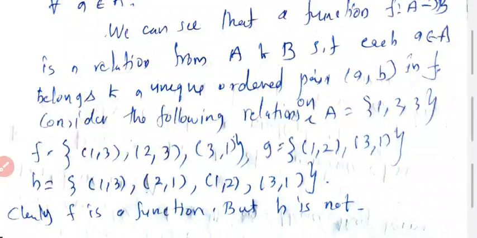Similarly, what about g? Here 2 has no image. Even though 1 has image 2 and 3 has image 1, 2 has no image. So, g is not a function. What about h? h is also not a function. Why? 1 has image 3, right? 2 has image 1, 3 has image 1. Then why is it not a function? Because 1 has image 3 as well as 1 has image 2. So, an element cannot have more than one image. In that case it is not a function. Hence, h is not a function.